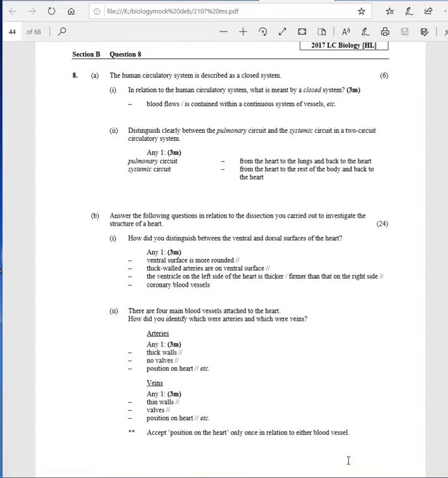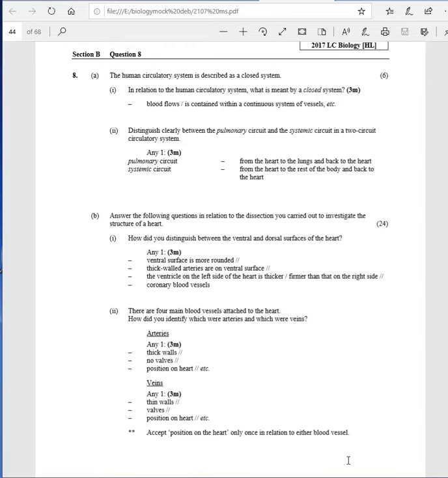It asks you about your dissection then. How did you distinguish between your ventral and your dorsal surfaces of your heart? In other words, how did you distinguish between the front and the back of your heart? The ventral surface was more rounded. You've got thick-walled arteries on your ventral side. The ventricle on your left-hand side of your heart was thicker. It was firmer than on your right.